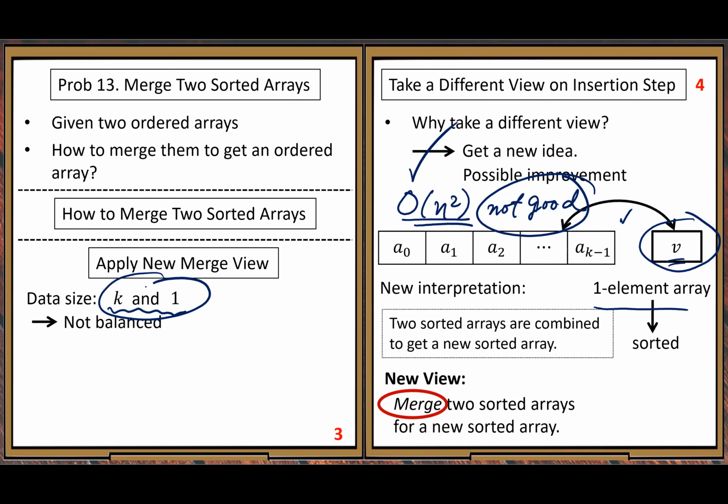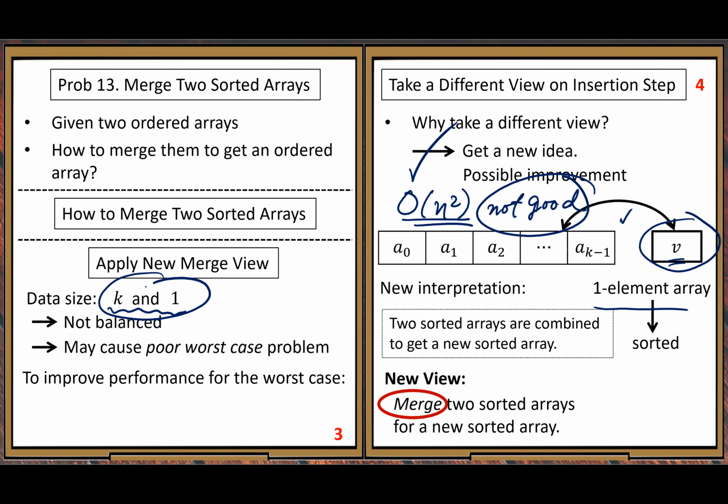In our data distribution, we want to make balanced data distribution. That's the main arrangement we want to do here. So the poor worst case.